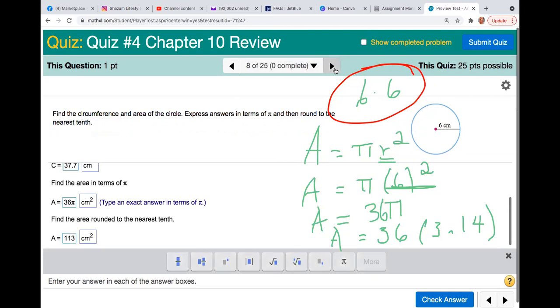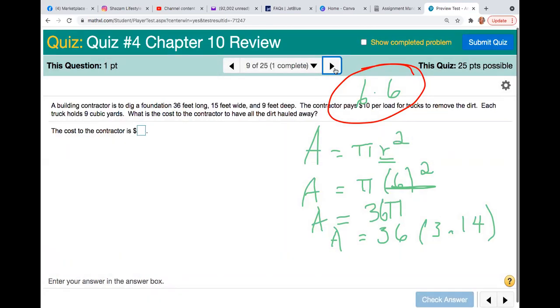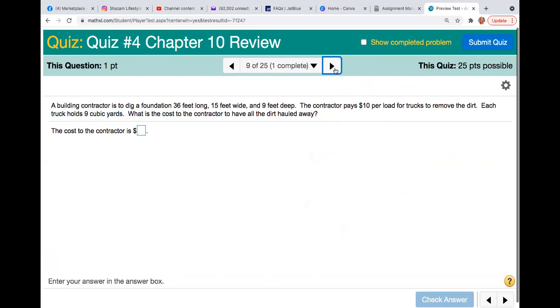Okay, I'm moving on to number 9. Here comes number 9. A building contractor is to dig a foundation 36 feet long, 15 feet wide, and 9 feet deep. The contractor pays $10 per load for trucks to remove the dirt. Each truck load holds 9 cubic yards. What is the cost to the contractor to have all the dirt hauled away?